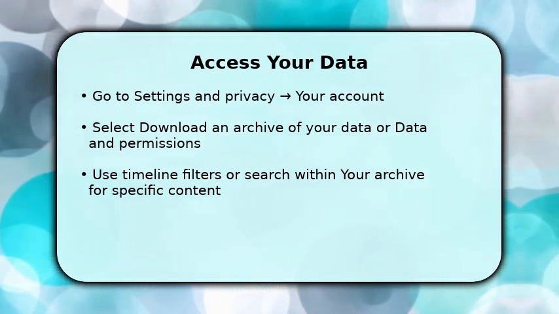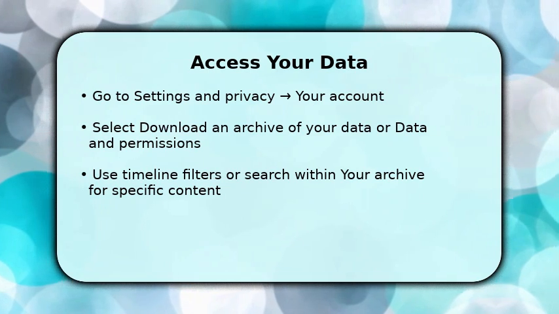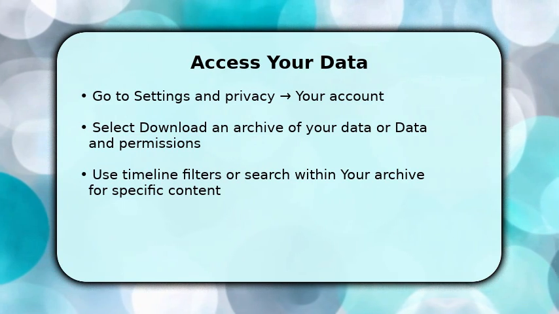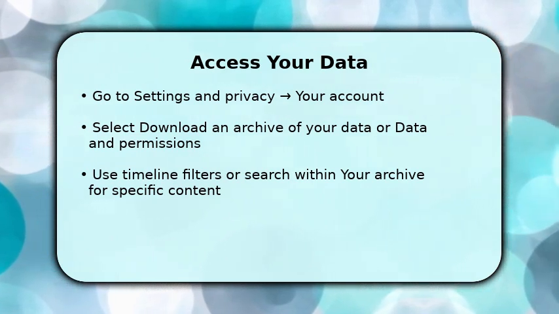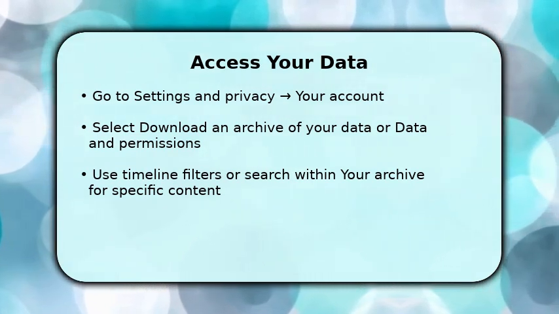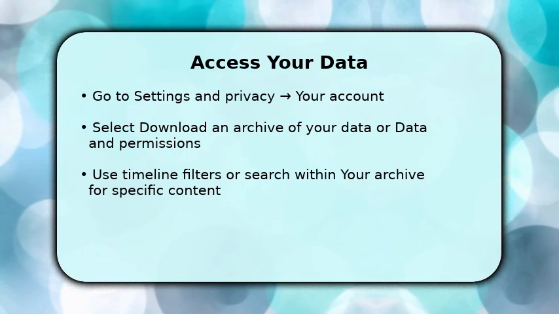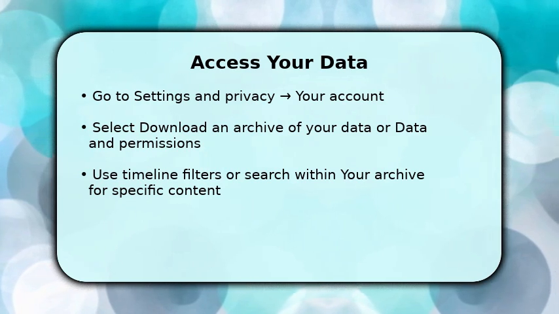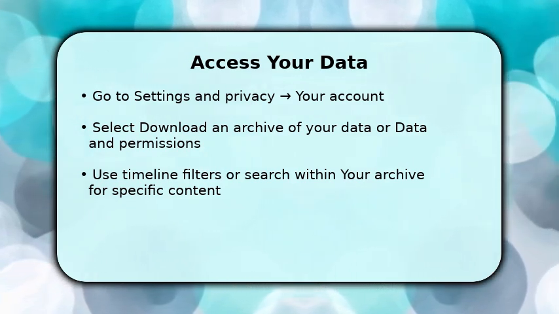Once there, select Download an archive of your data to request a full history, or use Timeline and Content Preferences to view in-app activity immediately. You do this because the archive gives a complete, exportable record, while filters let you find tweets faster. Make sure your email and password are correct to request an archive without delay.